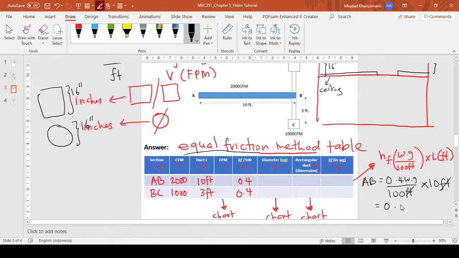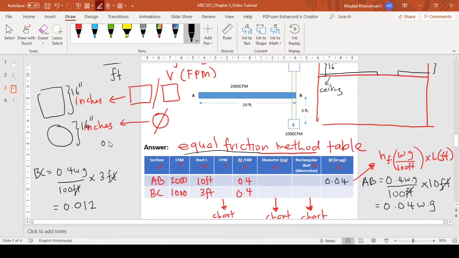Okay, in units water gauge. So here the value is 0.04. For BC, same as AB just now. For BC, 0.4 water gauge per 100 feet times 3 feet. So we can cancel and we can get 0.012.